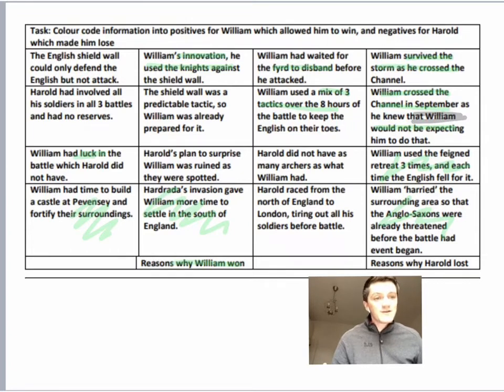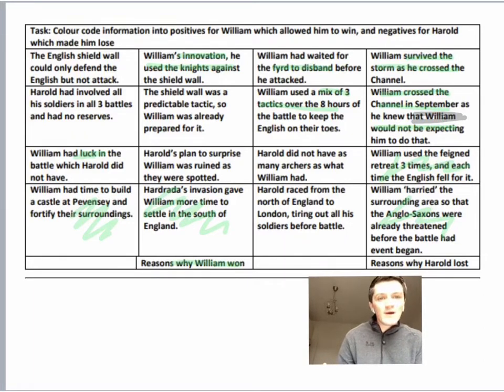The time William chose to cross the channel to get to the battle was also an advantage. As we can see in this box here, William crossed the channel in September, as he knew that Harold would not be expecting him to do it. If we think about the weather, we get into autumn. The channel is going to be a lot more challenging to cross. There's higher winds, there's more chance of rain. Therefore, that small body of water becomes more dangerous, more troublesome. Harold didn't think he would come over at this time because of that.